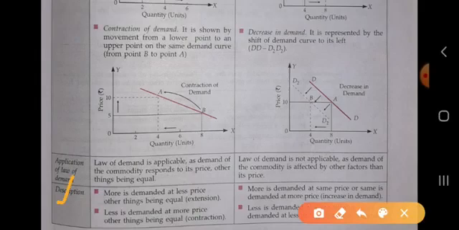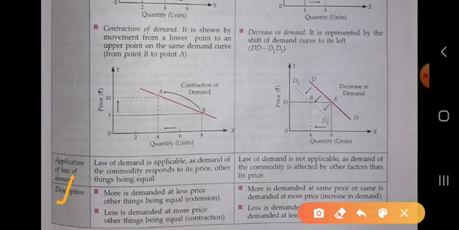More is demanded at less price, other things being equal. In the case of extension of demand, more is demanded at the less price. When the price falls, demand is more in the case of extension, and less is demanded at the more price. When the price is more, less of the commodity is demanded, it is called the contraction of demand.